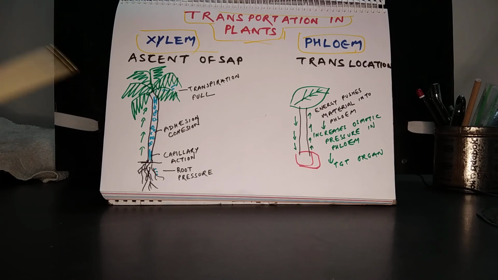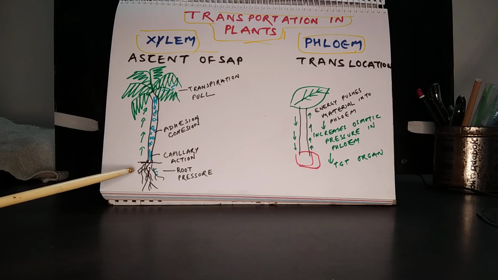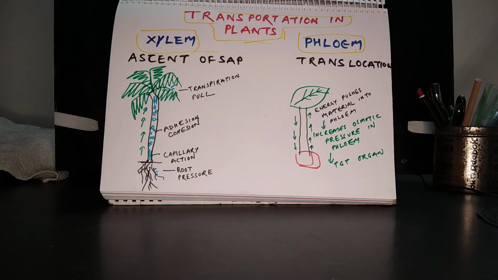In case of xylem, the movement is in one direction only, that is from bottom to top. But in case of phloem, the movement can be in both directions. It depends on from where the food is being supplied. If the food is coming from leaves to different organs, then the direction is from leaves to different organs. If the food is coming from some storage organ to different parts of the plant, the direction changes.